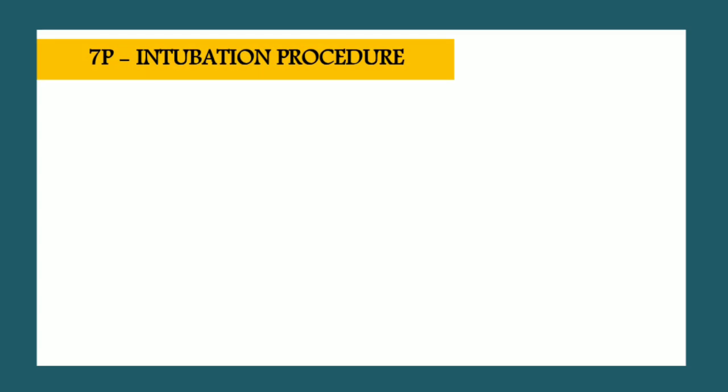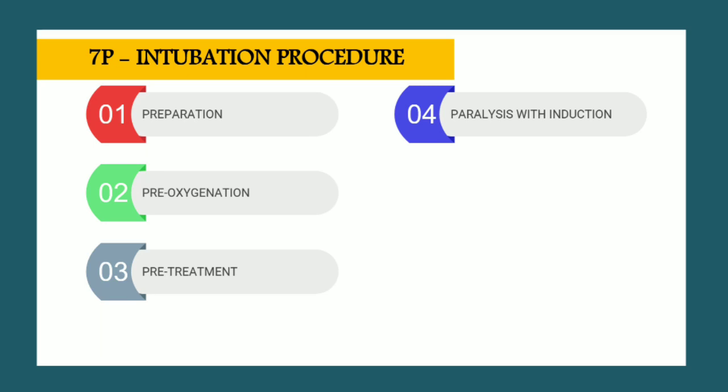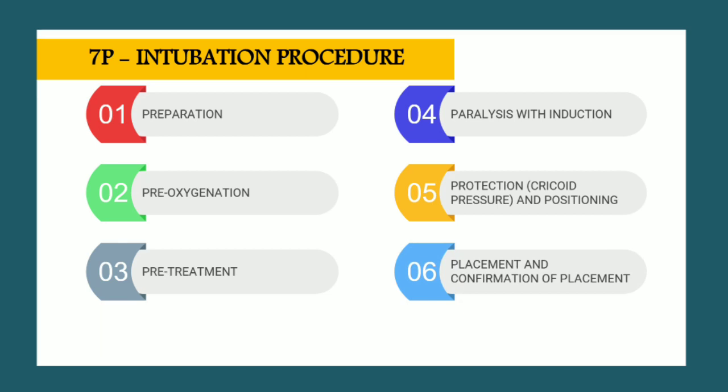The 7 Ps for the intubation procedure help us to do the intubation procedure easily. The first one is preparation, 2 pre-oxygenation, 3 pre-treatment, 4 paralysis with induction, 5 protection and positioning, 6 placement and confirmation of placement, and 7 is post-intubation management. So this 7 Ps helps us to carry out the intubation procedure from the beginning till the end.